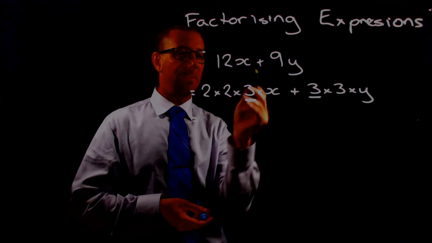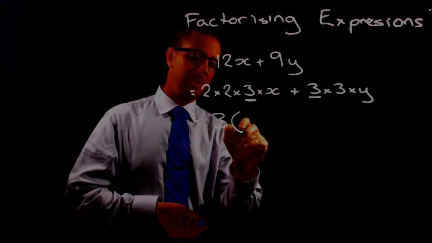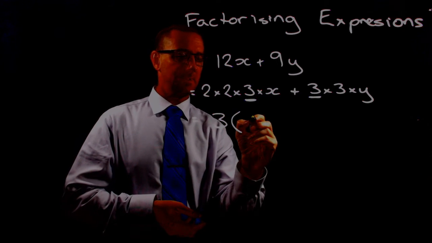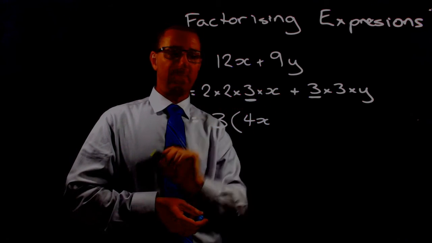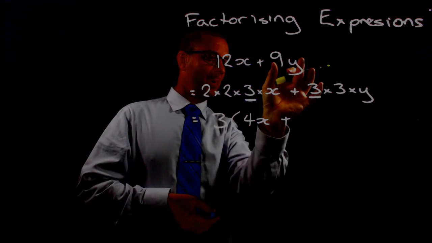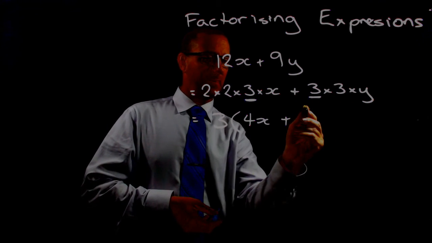And so that means that this expression, 12x plus 9y, is going to be equal to 3 times, and then we've got to bring our terms back together. So we've got 4x, so that's 2 times 2 times x. Remember, we've taken the 3 out the front, plus, and over here on the right hand side for our 9y term, the 3 times 3 times y, we're left with 3y.